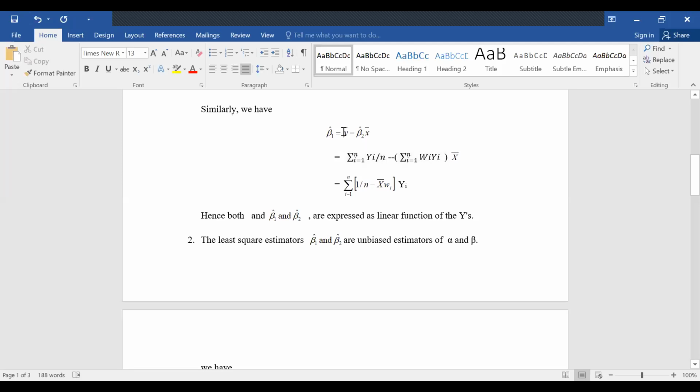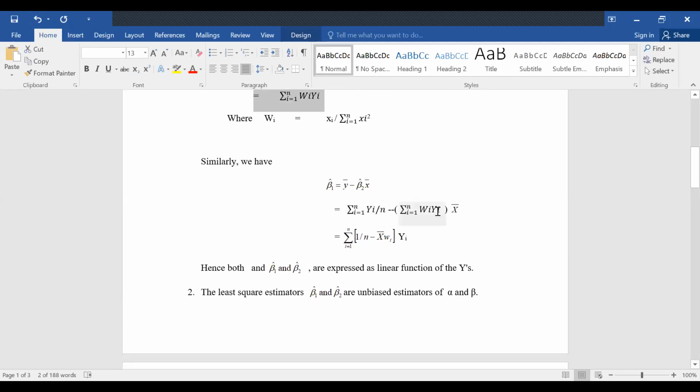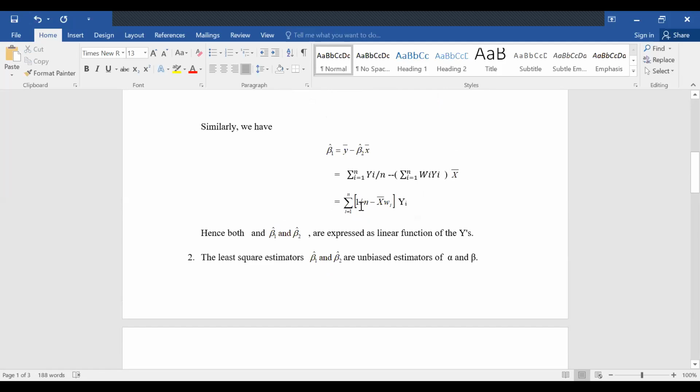Now again, y bar is equal to summation y divided by n. So we put it here, and minus beta 2 hat. As can be seen from the above equation, beta 2 hat equals summation wiyi, so we put this value here, that is summation wiyi and x bar. As is clear now, this x bar is actually in capital form. Now summation i from 1 to n. Now we have to take yi common from the above equation as well as the summation sign, keeping summation and capital Yi out of the brackets.